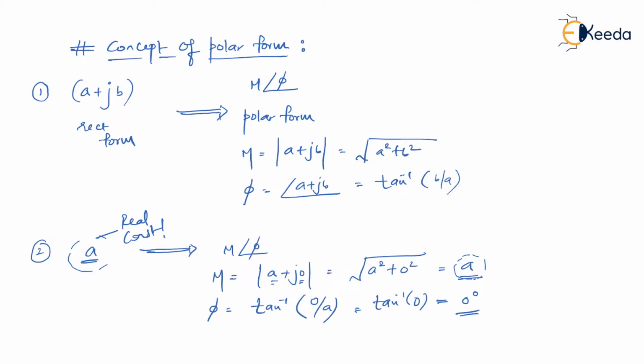Please remember that the phase contribution by the real constant is always 0 degree. So this is when the real constant is given. Let us see what happens when they give you the imaginary constant. So the third part that we are going to see is what happens when they give the imaginary constant.